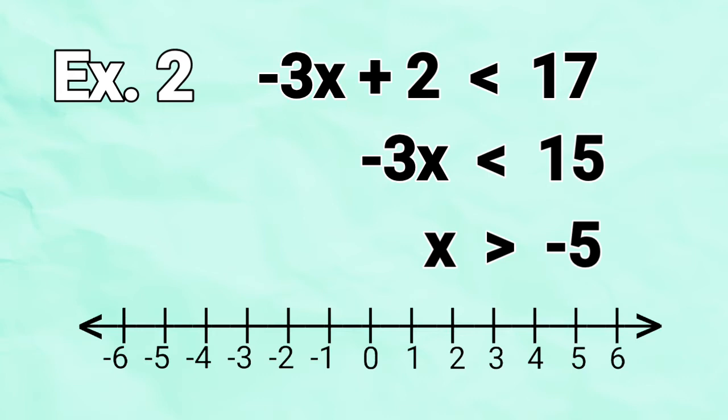Now, let's graph the solution. Since negative 5 is not included in the solution, we use an open circle. And then we graph all the values greater than negative 5 on the number line.